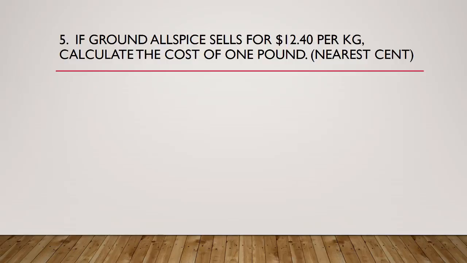Our next question: ground allspice sells for $12.40 per kilogram. Let's calculate the cost of 1 pound to the nearest cent. Again, we're going to have to convert one to the other. So we'll go with the price. $12.40 represents the price per kilogram. If we divide the price per kilogram by the amount of pounds per kilogram, 2.2, we get a new price of 5.636363, or again, rounded off to the nearest cent, a price per pound of $5.64.